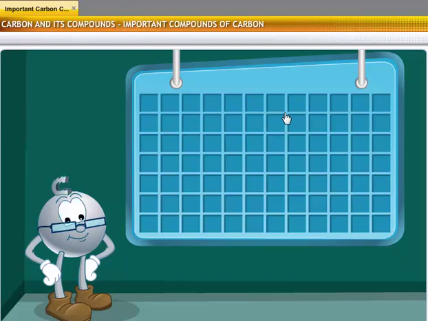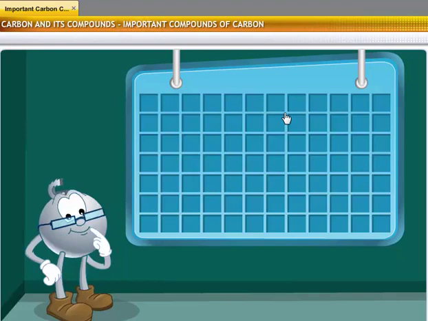Let's fill up a crossword based on some carbon compounds. This substance is used by some countries as an additive in petrol since it is a cleaner fuel. This is a substance widely used in alcoholic beverages.